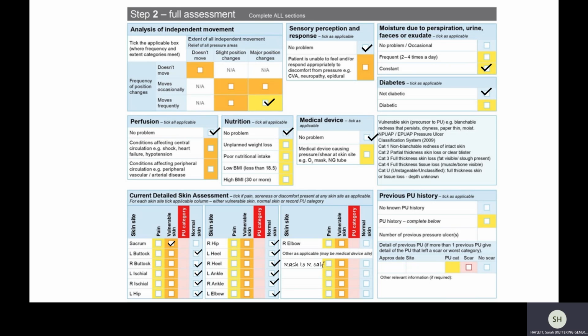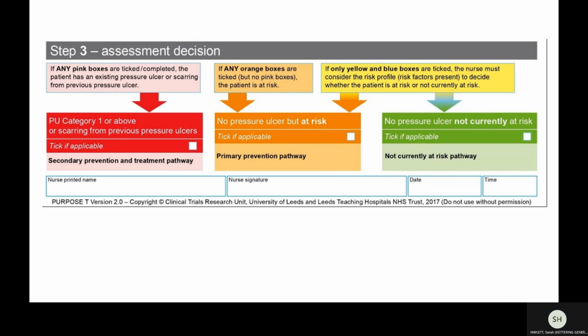We can document that there is a rash to her right calf, which we can tick as potentially vulnerable skin. Jane has no history of any pressure ulcers. So we're going to tick the orange box here because she doesn't have a pressure ulcer, but she is at risk of developing one. We can then print, sign, date and time.